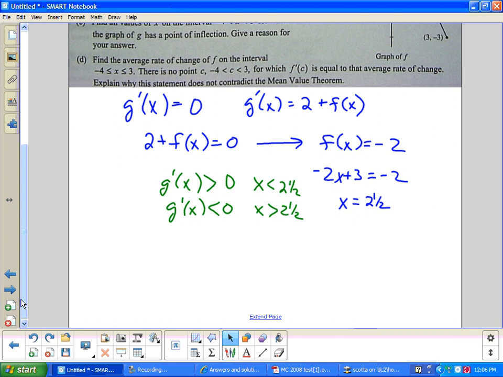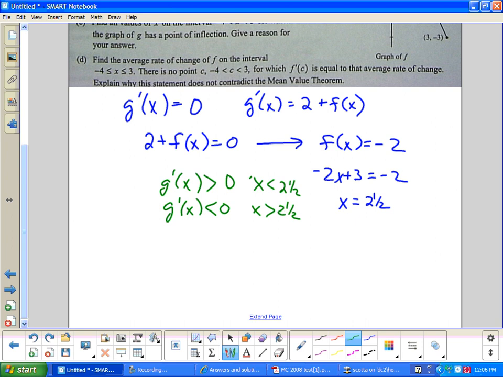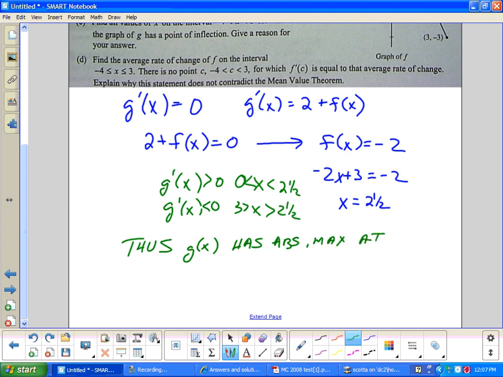We would, all right, we probably would want to bound this by 0, and we'd want to bound this with 3, all right, because that function doesn't go on forever. Now we can say, thus, g of x has an absolute max, that's what it asked for, at x equals 5/2.